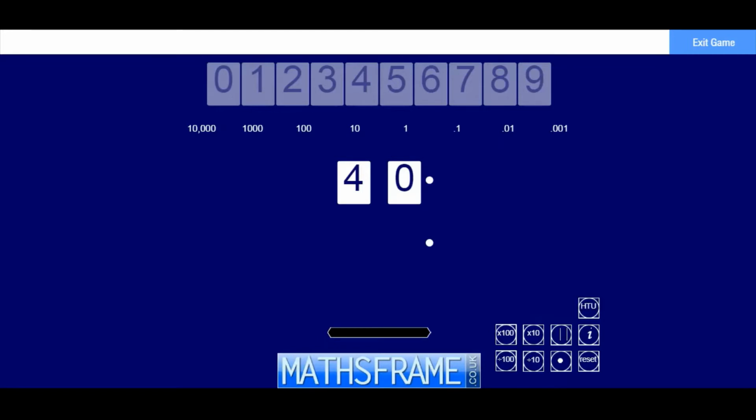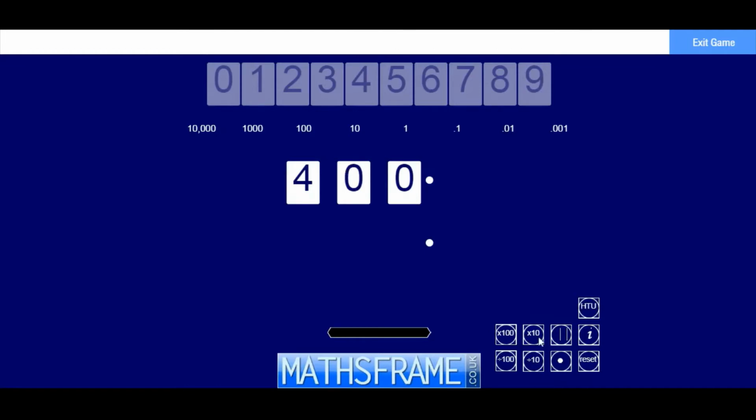It's got 10 times bigger. And each of the columns in a place value grid are 10 times bigger than the one before it. And so it's just moved up one place to the left. Now, because the 4 has moved up to this column, we now need to fill in the space with a 0. If I times by 10 again, it's going to move another space up.